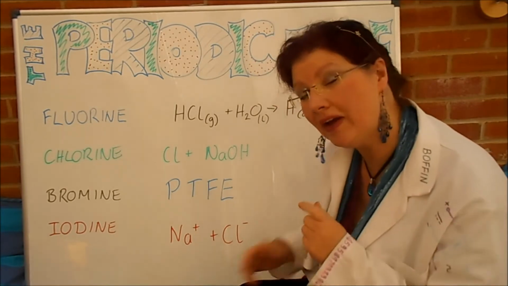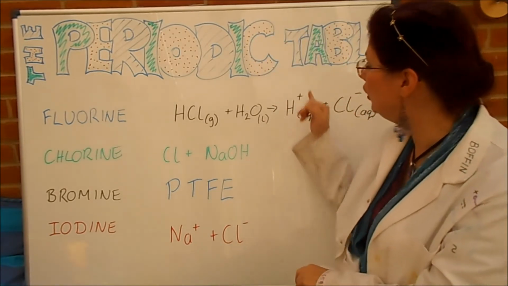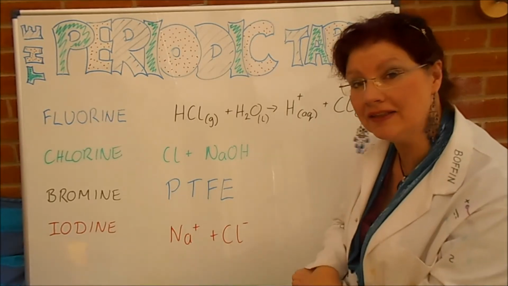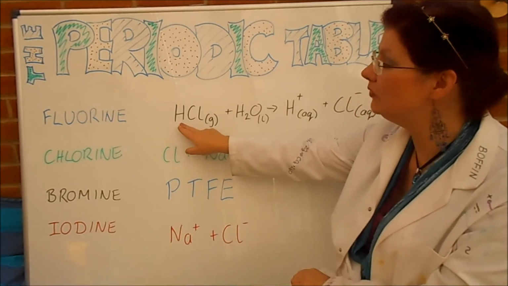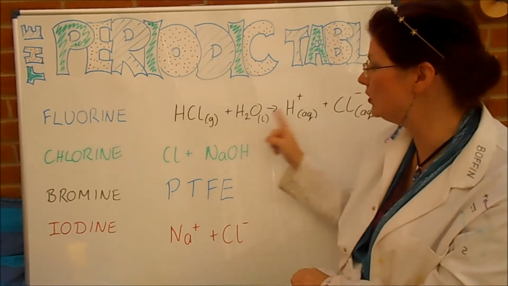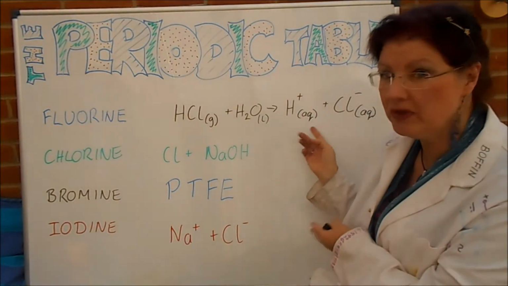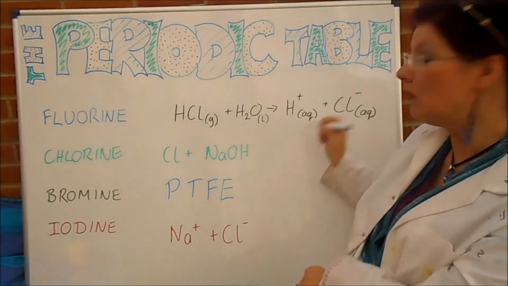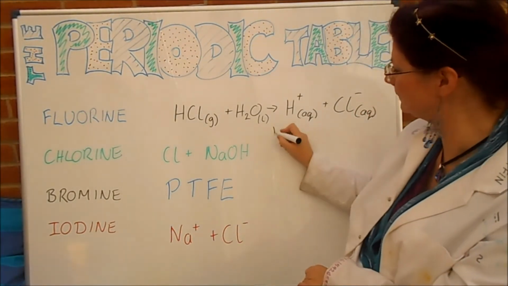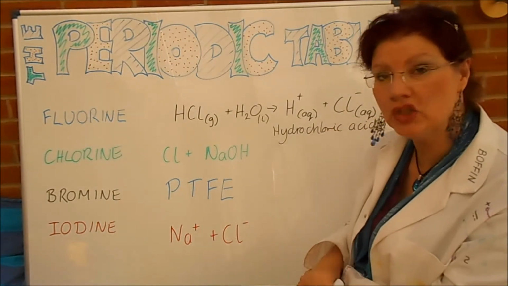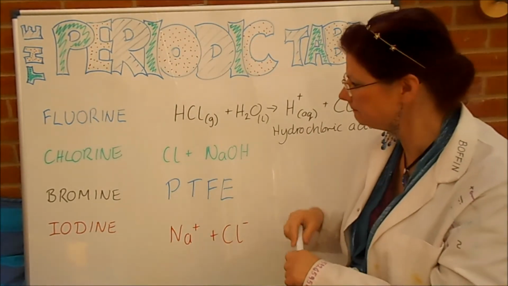Hopefully, if you know anything about acids and alkalis, you will know that when you get a lot of these H pluses, that's an acid. So what we're doing is dissolving hydrogen chloride in water and forming hydrochloric acid. Very famous, I'm sure you've heard of that one. Anything with the H pluses, that's an acid.